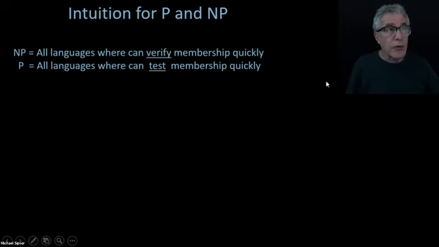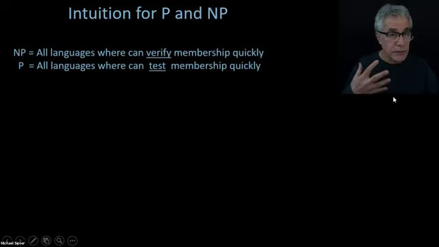NP are the languages where you can easily verify membership quickly. And I'll try to explain what that means. In contrast, P are the languages where you can test membership quickly. By quickly, I'm using polynomial time. That's going to be basically, for us, what quickly means in this course.